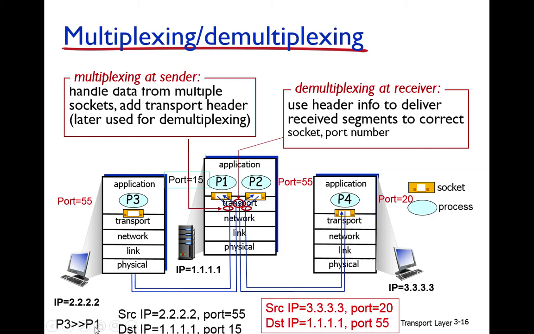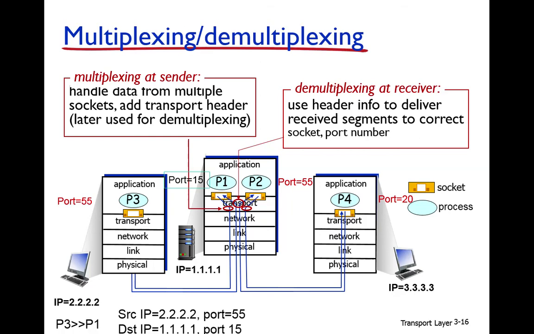Similarly, suppose this is another packet, the red one. Its source IP address is 3.3.3.3, so it is from this machine, and the port number is 20. On this machine, port number 20 is for application P4, and the destination IP address is 1.1.1.1. So this is for this machine, and the port number is 55. On this machine, port number 55 is associated with the application P2.